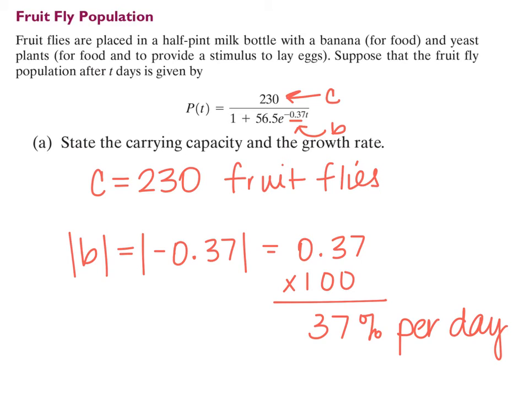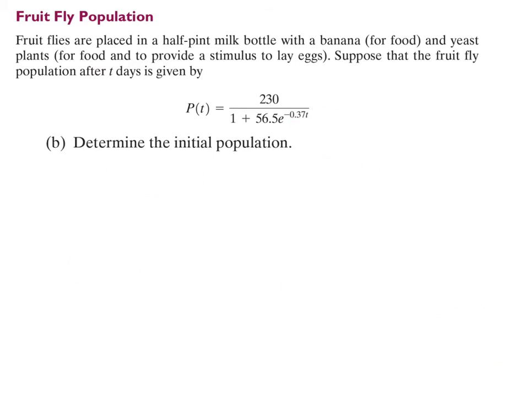And then for the growth rate, I looked to this B value here. So remember, if it's actually negative, it means that it's actually growing and not decaying, so it's going to be an increasing function. So I take the absolute value of that, and it's 0.37, and I multiply it by 100 to get a percentage, and so that's 37% per day.